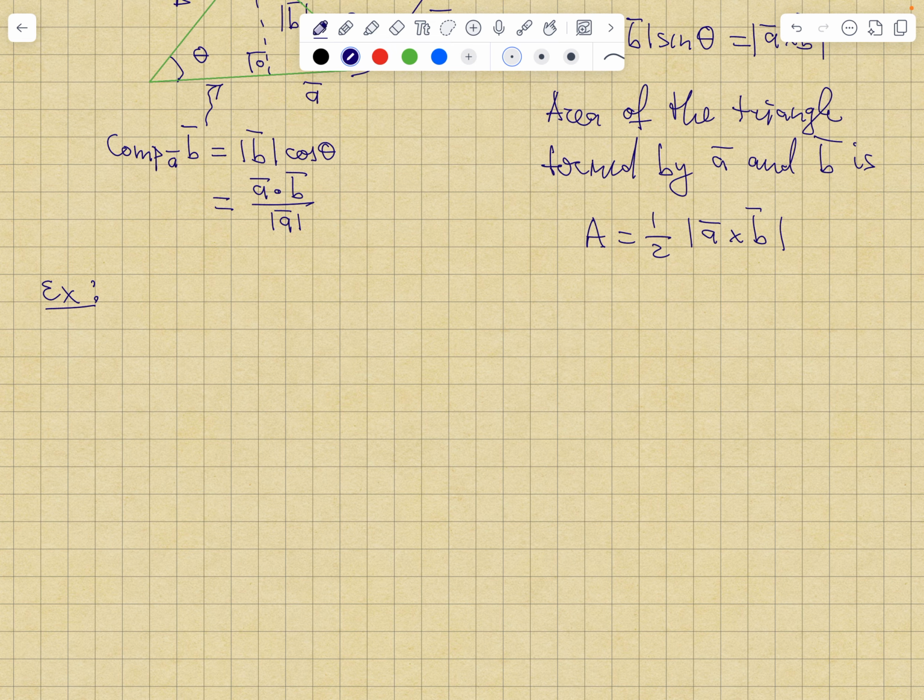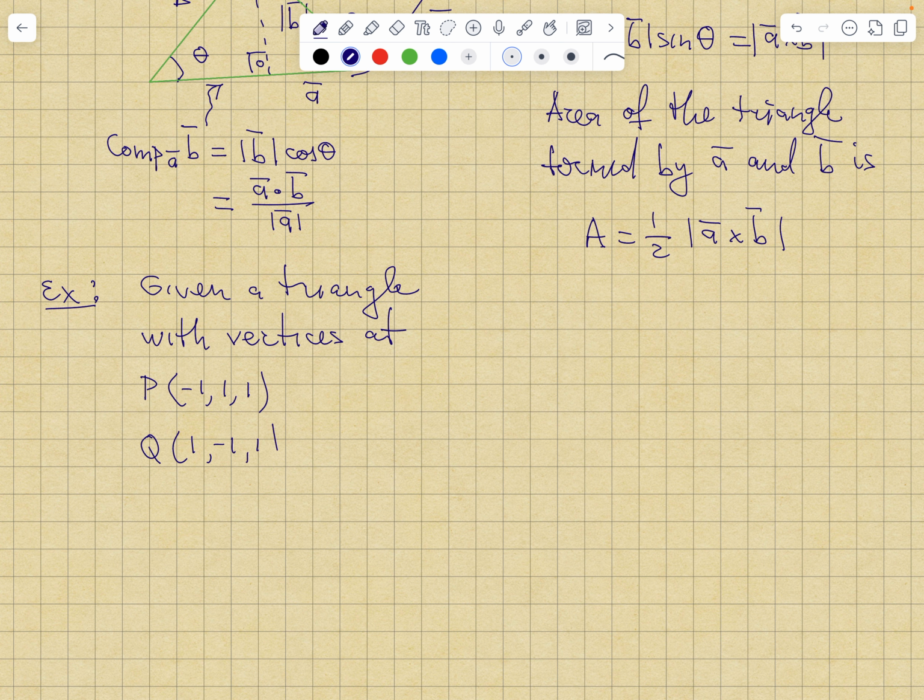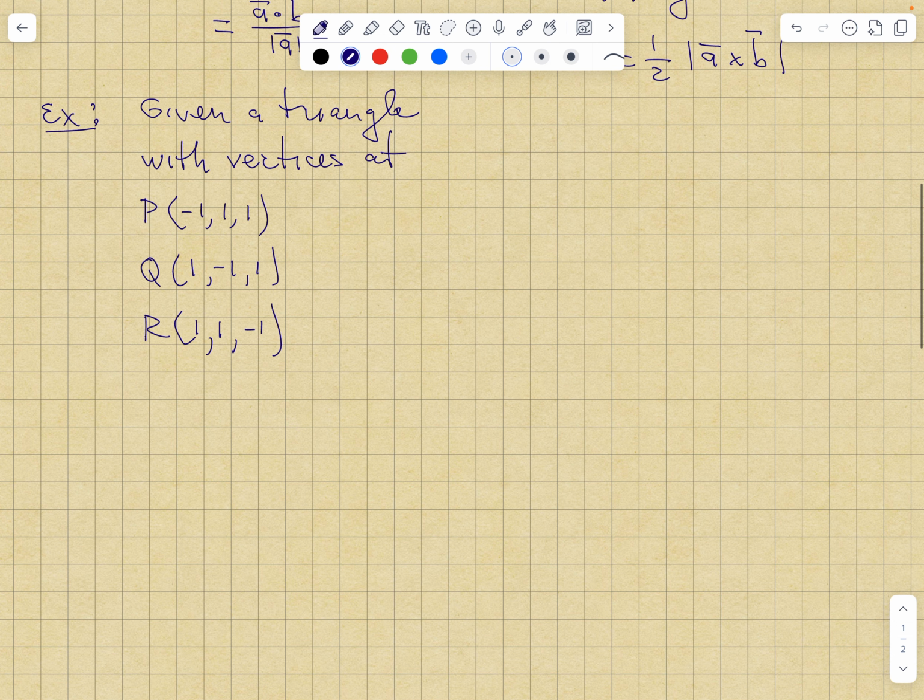Given a triangle with vertices at the following points: P with coordinates -1, 1, 1, Q with coordinates 1, -1, 1, and R with coordinates 1, 1, -1. What I want to do is find the area of the triangle.